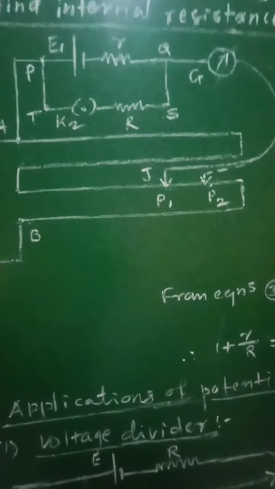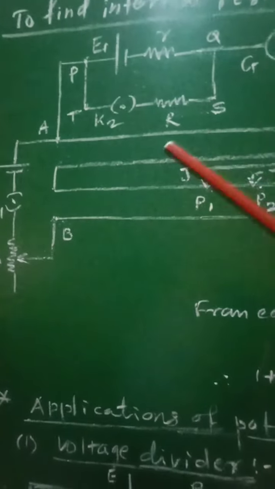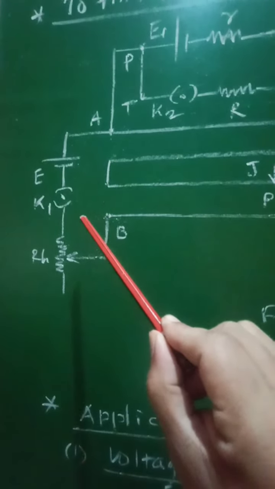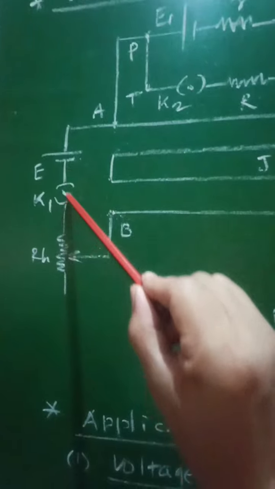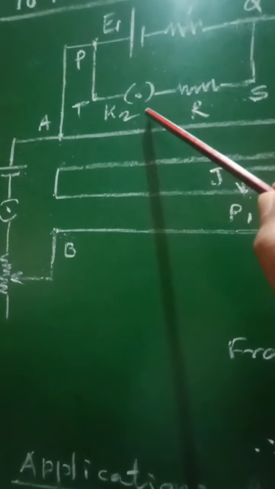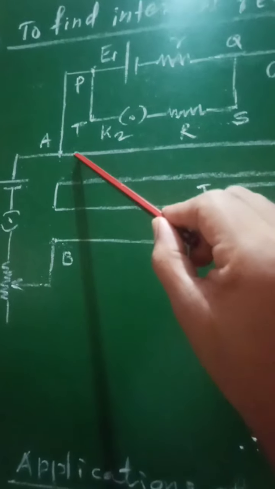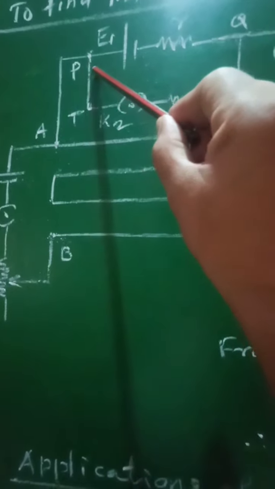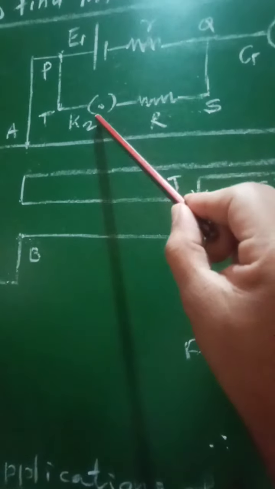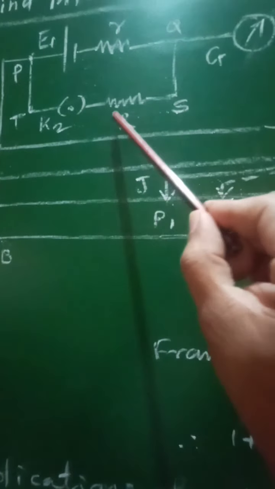Now let us see working of this device, and therefore first of all key K1 will be closed. As soon as key K1 is closed, current will be set up in the circuit. At the same time, key K2 will be kept open, and therefore the current through this circuit will pass through only the cell of EMF E1 and no current will pass through this resistance R since K2 is kept open.